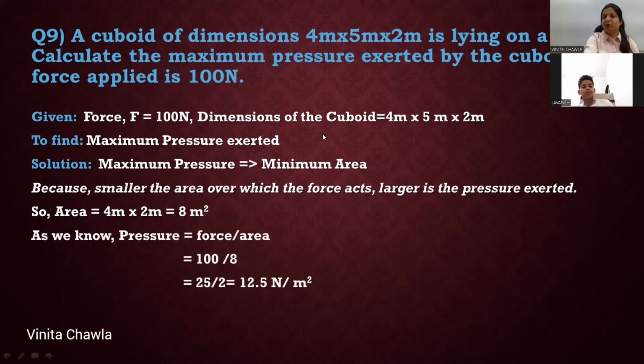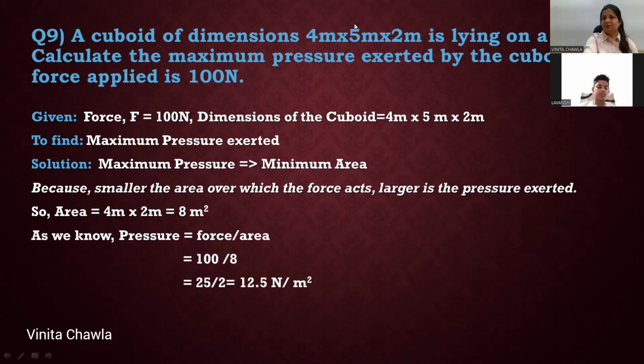And pressure is force upon area. Force is given, it is 100 Newton. Area we have also found out. It is 8 meters square. You simply divide these two and you'll get your pressure in Newton per meter square. Easy? Now write this in your notebook.